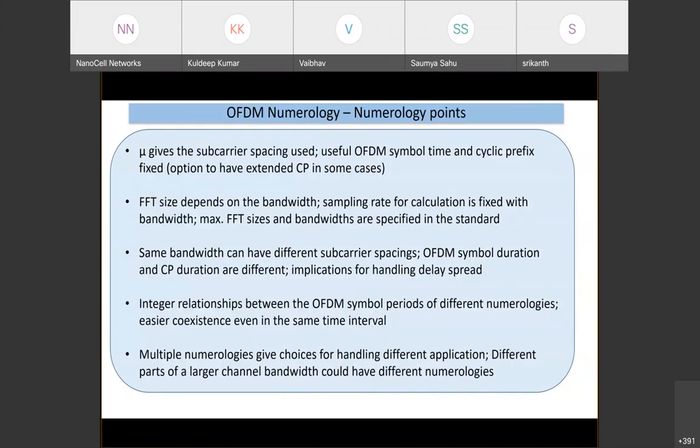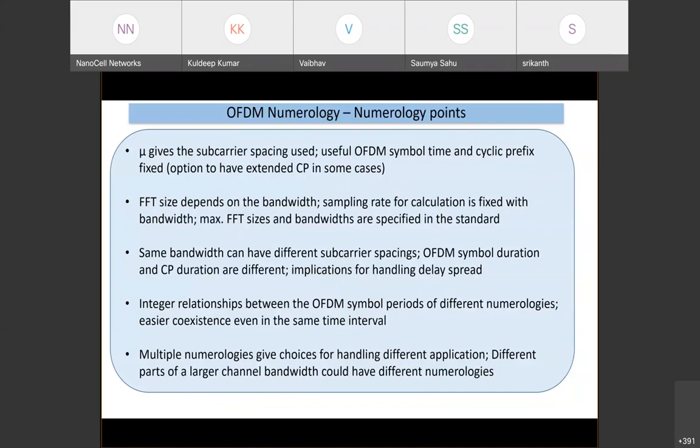You can have same bandwidth with different subcarrier spacings. We haven't yet seen people optimize on this front. So maybe we will wait it out. Once the standard has this in place, we'll wait it out to see how these numerologies will be used in a much more efficient way.